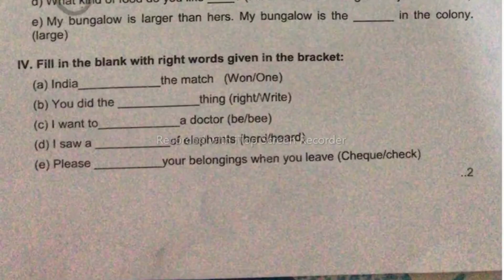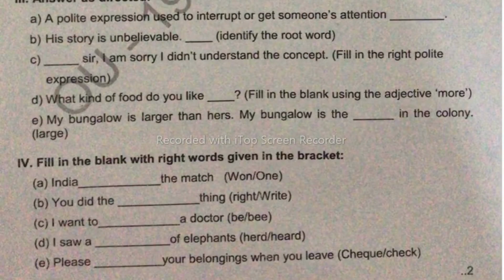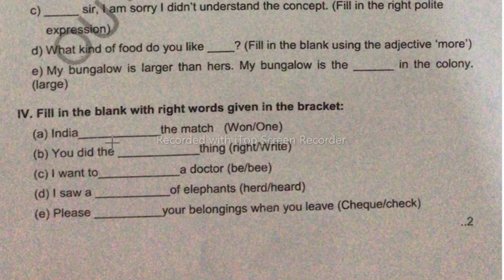Now let's move to the next bit. Students, these all are homophones. Homophones are words which have the same pronunciation but different spelling and different meaning. Here you have to write on your own. Suppose India dash the match. One means India won the match. You can use won here. The number one we cannot use here. India won the match.